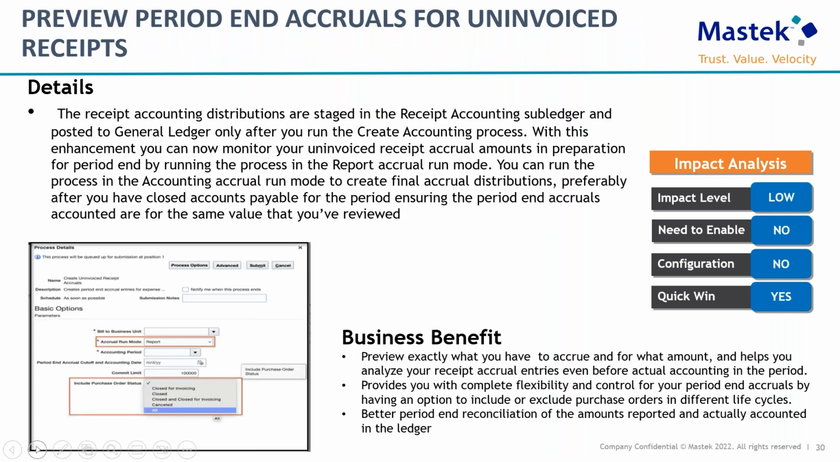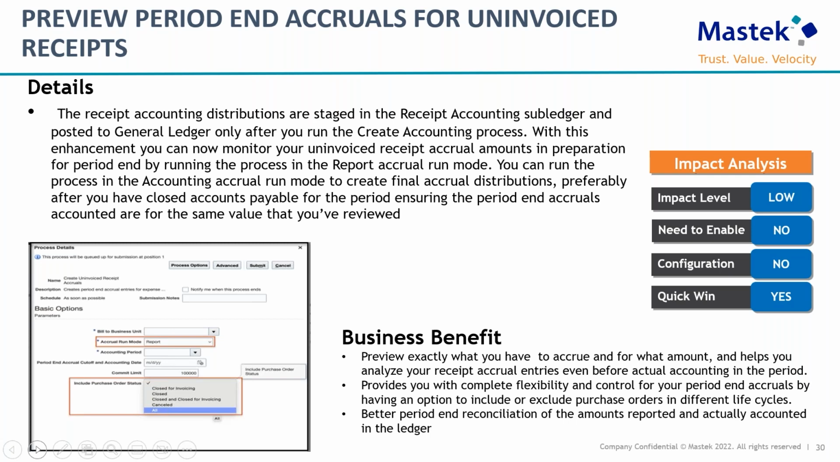The next we see on the screen is preview period end accruals for uninvoiced receipts. The details of this and the screenshots you are able to see on the screen. The receipt accounting distributions are staged in receipt accounting subledger and posted to the general ledger only after you run the create accounting processes. With this enhancement, you can now monitor your uninvoiced receipt accrual movements in preparation for period end by running the processes in report accrual run mode.